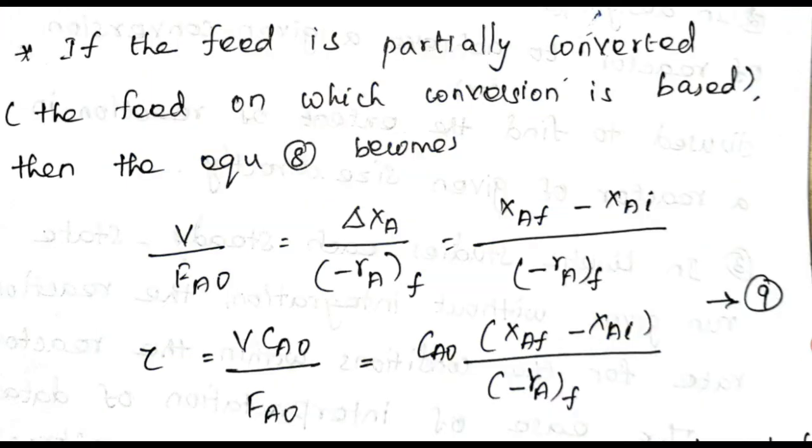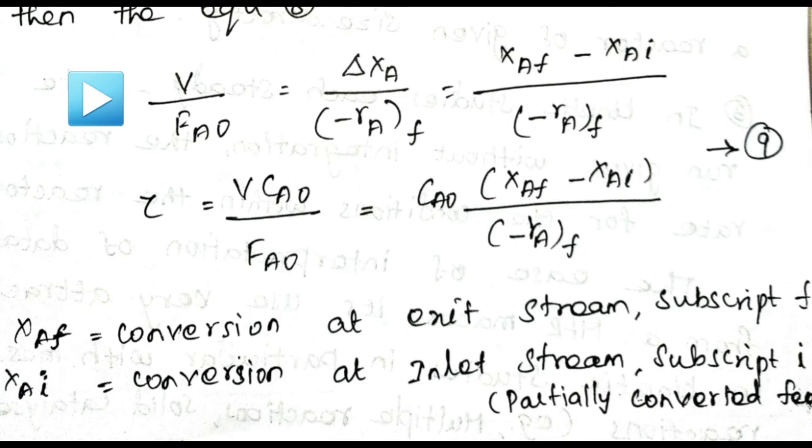Then if the feed is partially converted, equation 8 becomes V by Fa naught is equal to del Xa divided by minus Ra at f. This f here is nothing but minus Ra at the exit stream. Here del Xa is nothing but Xaf minus Xai, that is, conversion at the exit stream minus conversion at the inlet stream. So tau is equal to V Ca naught divided by Fa naught, that is equal to Ca naught into Xaf minus Xai divided by minus Ra at the exit stream.